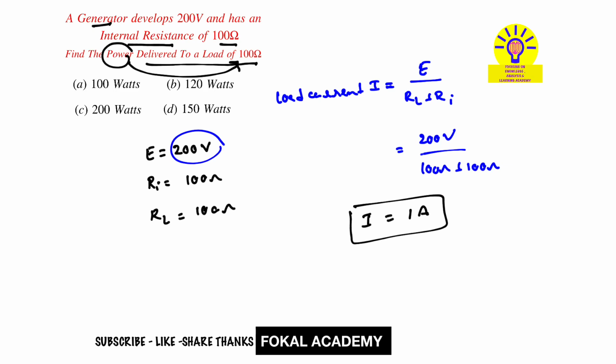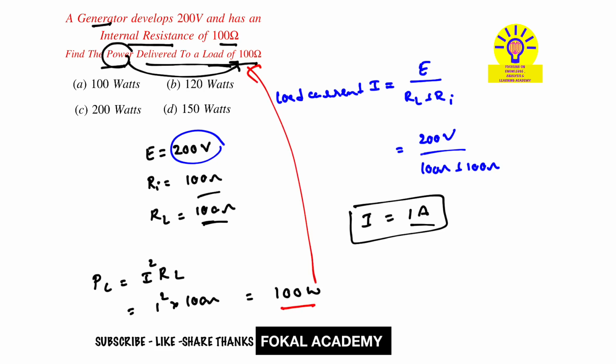Now we want power in load resistance. We know that load power equal to I square RL. So I got 1 ampere. So 1 square into 100 ohms, nothing but 100 watts. So the power 100 watts is delivered to the load of 100 ohms. So from the options, that option is the correct option. And this is the process of simplification.